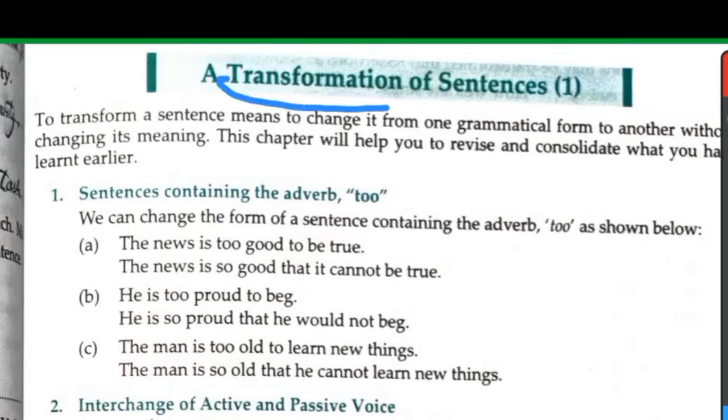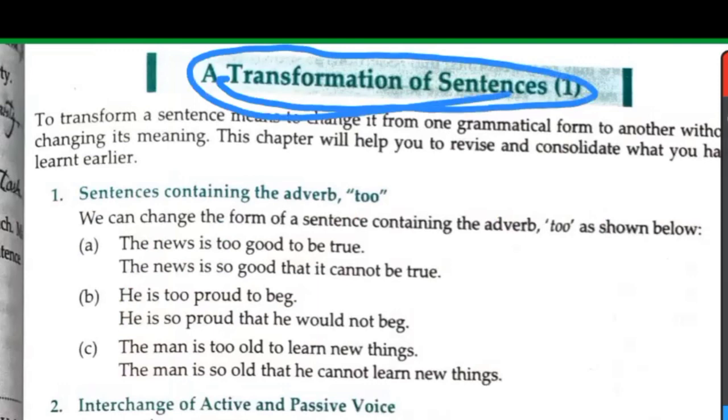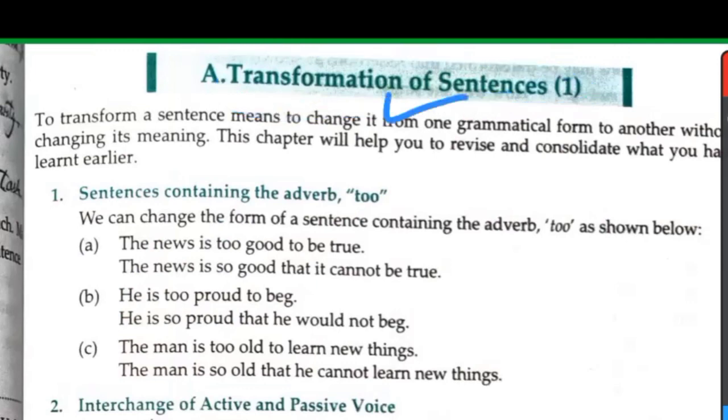So that is why the transformation of sentences is a maximally required concept to be understood, to have a greater grip on the language. If you really want to transform sentences, then there are some rules and regulations that you have to follow with certain sets of sentences. With those sets of sentences, you have to follow the same kind of pattern to remember how we will change them. So the first of them is sentences containing the adverb too.